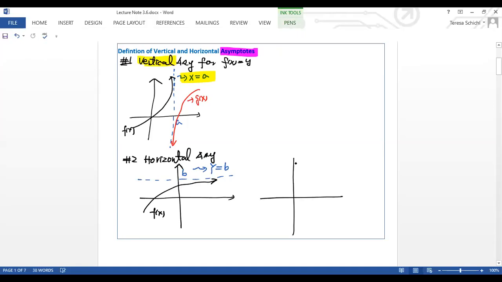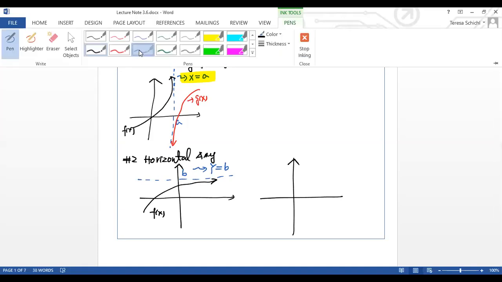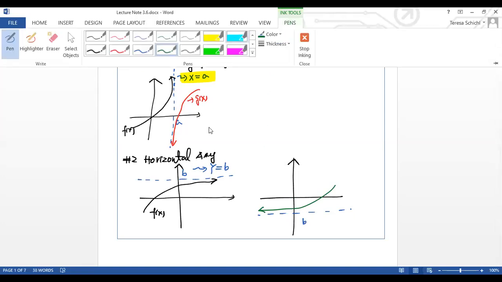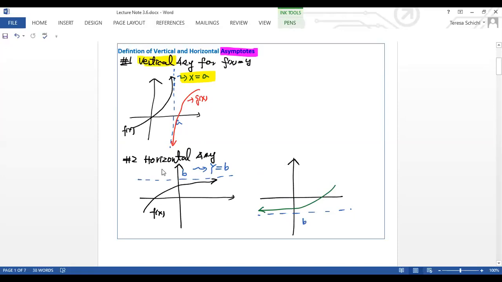The asymptote here, you can go in other directions too. For example, if this is your asymptote, and this is b, you can have a function go this way, or you can go this way. Then it still gets closer and closer to this line but never touches it. This is what we call the horizontal asymptote. One thing you need to be careful about: if you say it's a horizontal asymptote, the way you write it is y equals b.